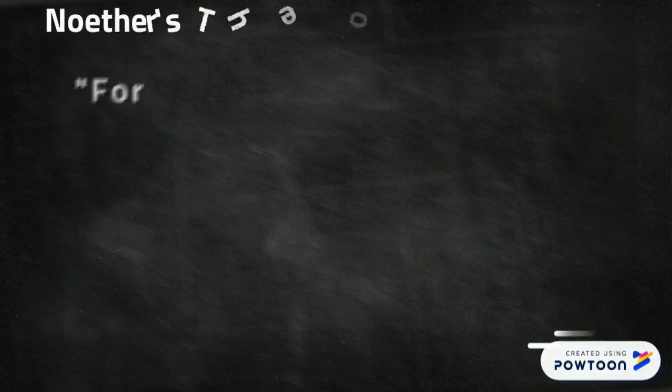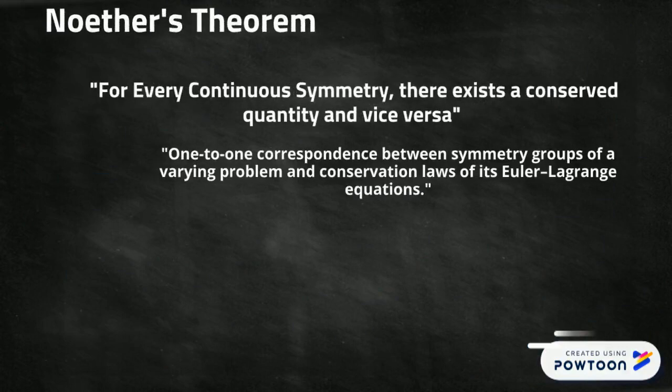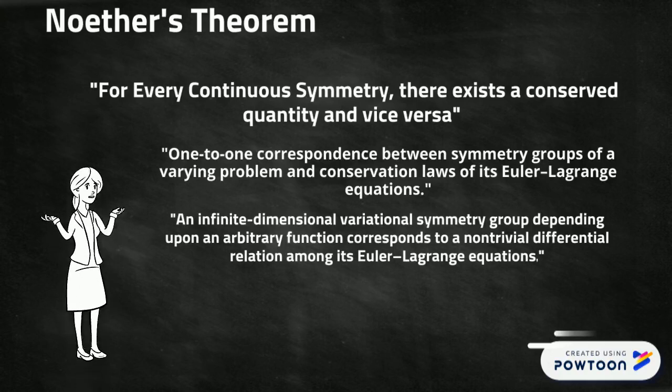Noether's theorem states that for every continuous symmetry, there exists a conserved quantity and vice versa. There exists a one-to-one correspondence between the symmetry groups of a variational problem and conservation laws of its Euler-Lagrange equation. It also states that an infinite-dimensional variational symmetry group, depending upon an arbitrary function, corresponds to a non-trivial differential relation among its Euler-Lagrange equations. But what does this really mean?